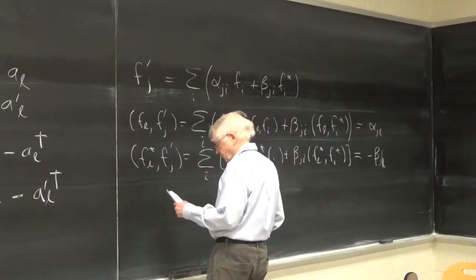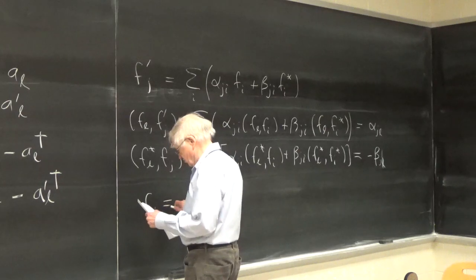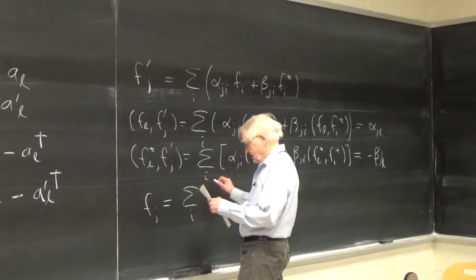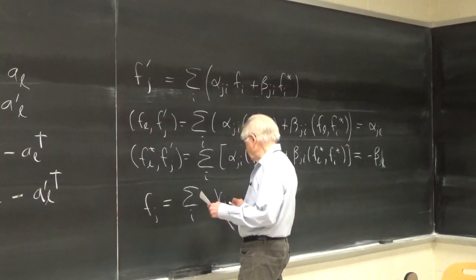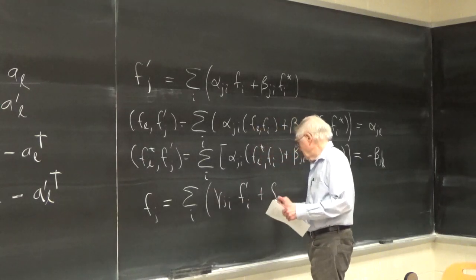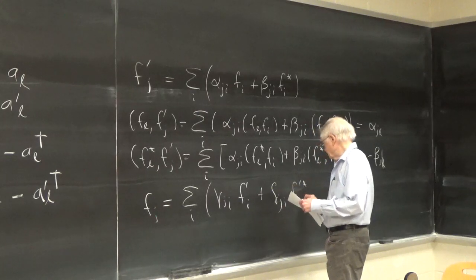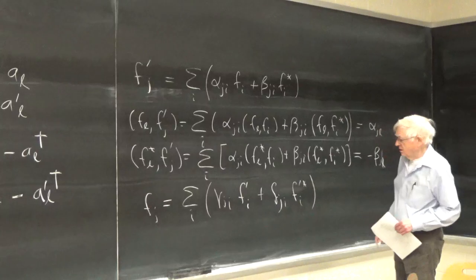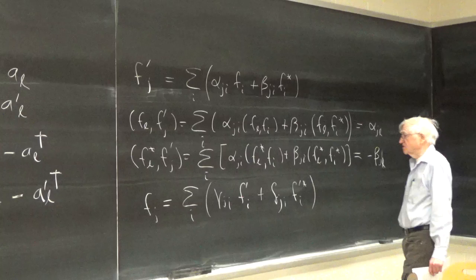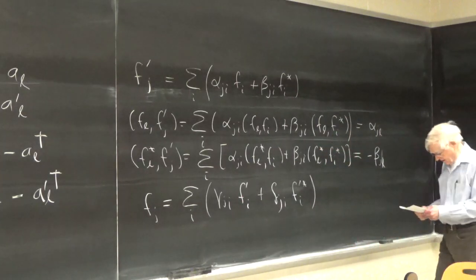Now, to find the inverse relations, we'll just write Fj as a sum on i of gamma_ji F prime i plus delta_ji F prime star i. So these are the inverse relations, and we can use this same technique to find the inverse coefficients, gamma and delta.